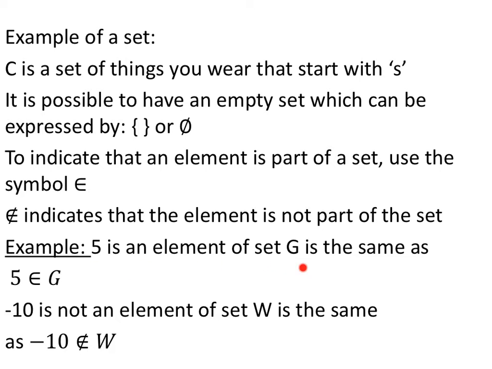Right, that's a lot of writing right there. That's pretty rough, and if you had to do it very often, it would stink. So you could write it using just the symbols like this. 5 is an element of G. Bam. It's just part of G. It's a thing. It's stuff in G. Or negative 10 is not an element of set W.